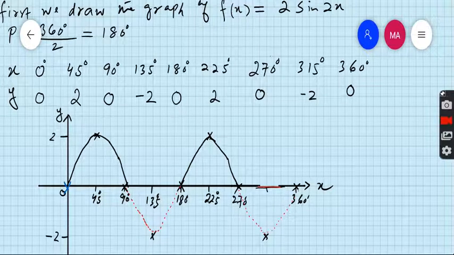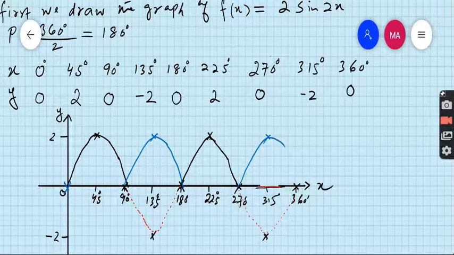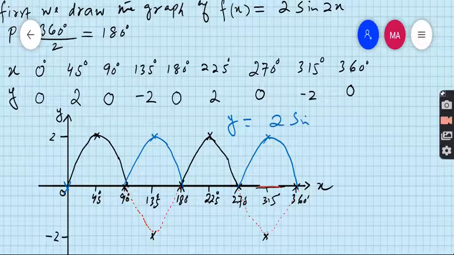This is 3, 1, 5. And now reflect the part which is below the x-axis. This should be 2. Reflect this part as well. Here we go. This is the graph of y equals the absolute value of 2 sin 2x.